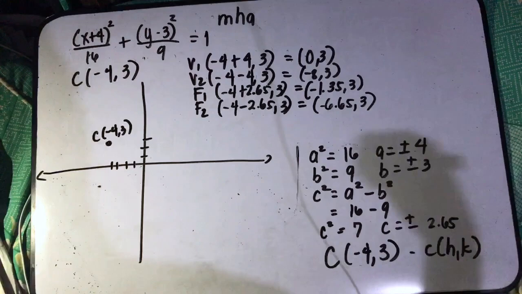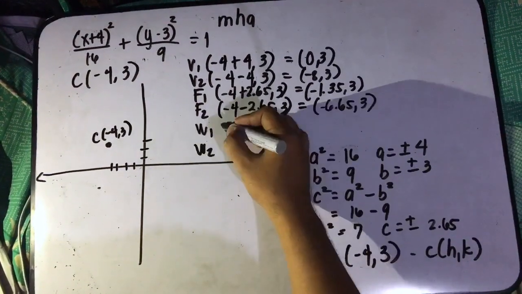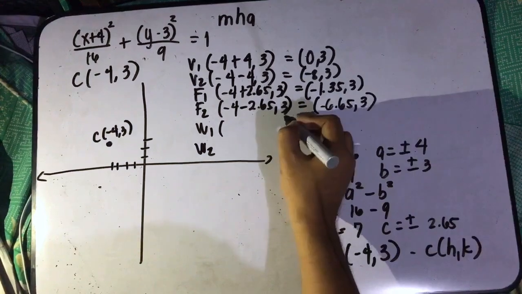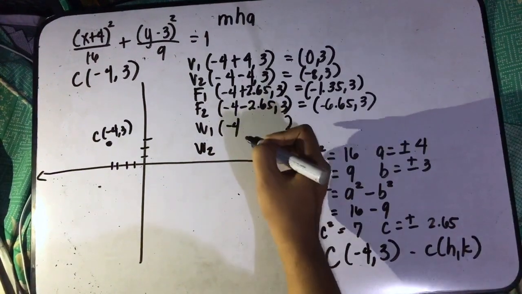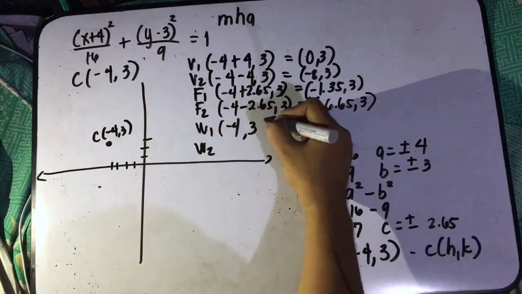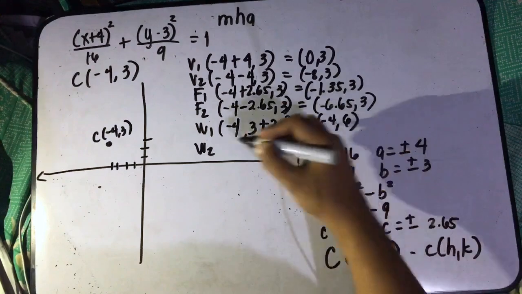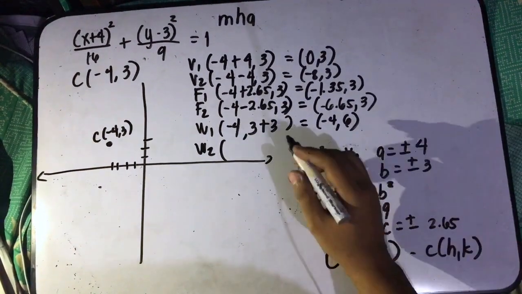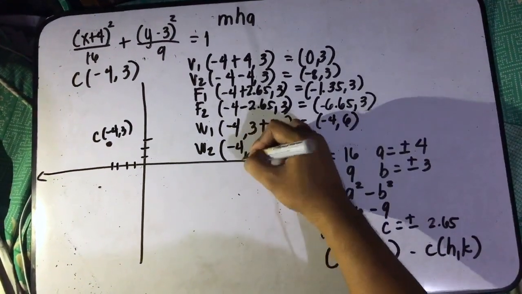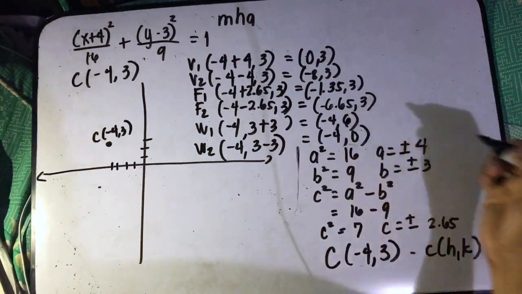Paano naman natin mahanap si W1 and W2? Para mahanap si W1 and si W2, because these are the co-vertices, ang gagalawin naman natin is yung Y. So this is now negative 4, so hayaan na natin si negative 4. Si 3 naman yung a-add at babawasan natin. So 3 plus what is B? 3. So it is located at negative 4 and 6. Where is the other endpoint of the co-vertex? The other endpoint is negative 4, 3 minus 3. Therefore, it is located at negative 4 and 0.